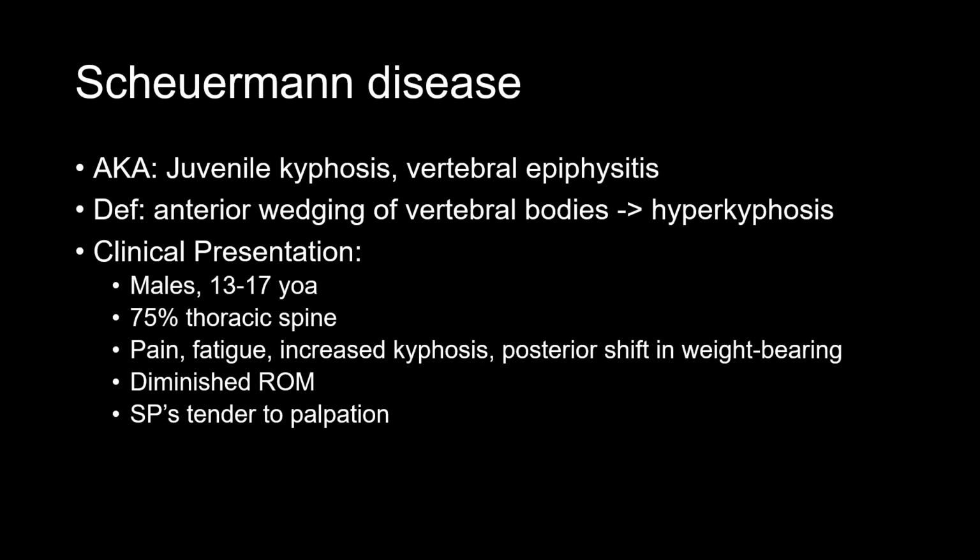Scheuermann disease is a disease that usually affects males in adolescence. It can create these end plate irregularities as well as anterior vertebral body wedging. Although mild, since it affects multiple vertebral bodies within the thoracic spine, it creates an accentuated kyphosis or a hyperkyphosis. They also tend to be susceptible to Schmorl's nodes.